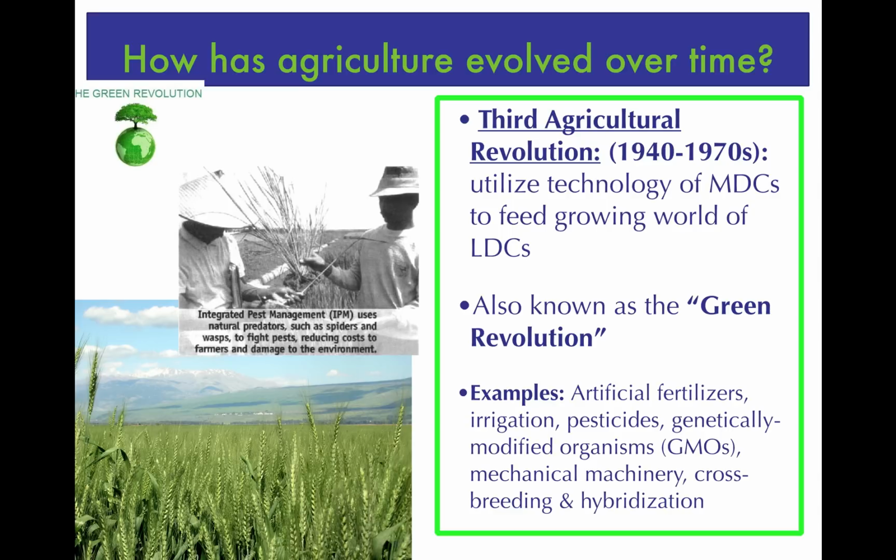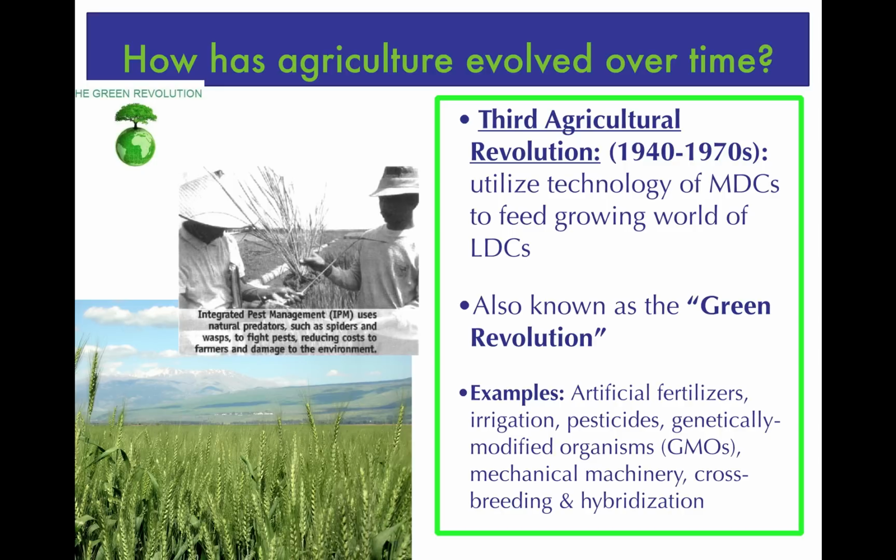This meant, in a more specific sense, fertilizers, artificial fertilizers, so there are fertilizers that are natural and there are fertilizers that are chemical. Artificial fertilizers, better irrigation techniques, pesticides, genetically modified organisms, mechanical machinery, crossbreeding, and hybridization. I'm going to talk about all of those. These different techniques all began with the most developed countries of the world beginning to implement them in some of the least developed countries of the world.